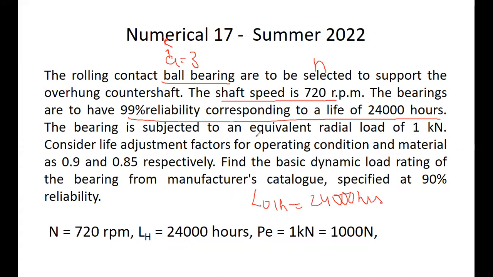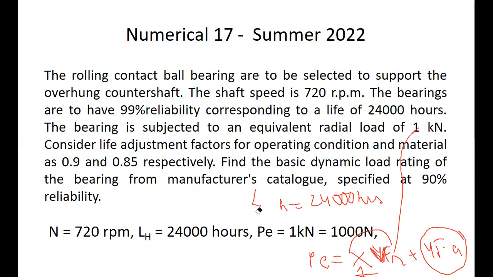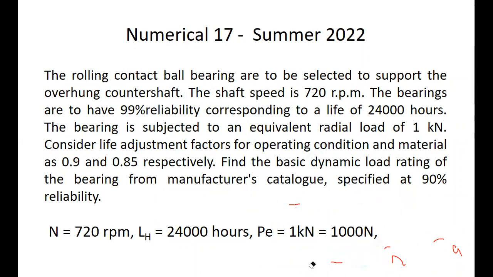This time they have told that equivalent radial load is 1 kilonewton. Now nothing is mentioned about axial load. So in this equation, P is equal to XVFR plus YFA. Axial load is not given, so it is 0. FR is given, which is 1 kilonewton, so 1000 Newton, purely radial load. So X will become 1. And V, race rotation factor, nothing is mentioned, so we will assume inner race rotates, V as 1. So our equivalent load will be equal to radial load, which is 1000 Newton.